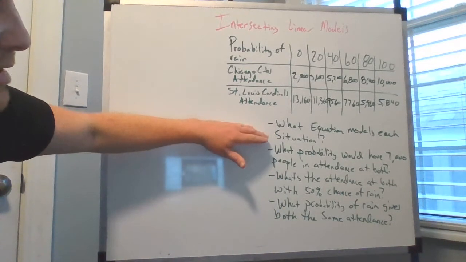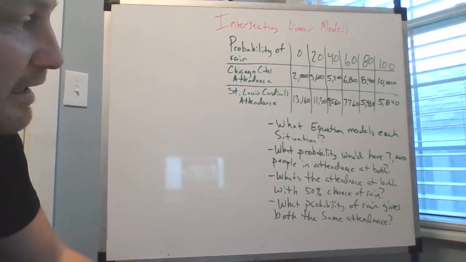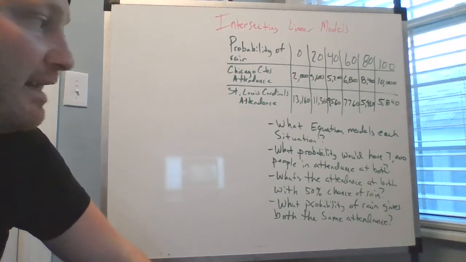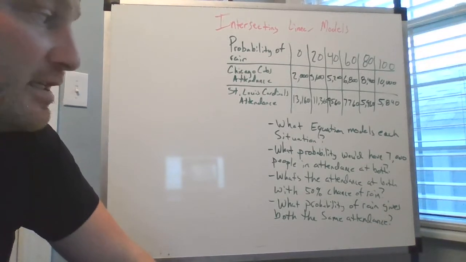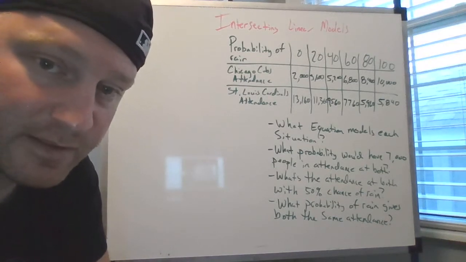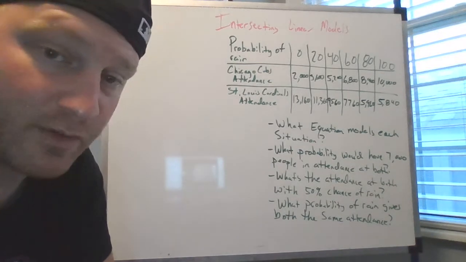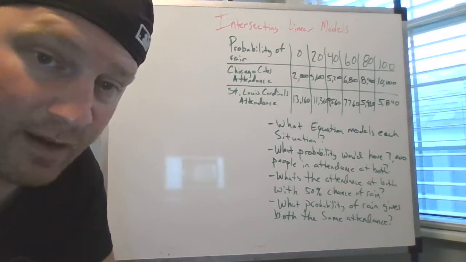What equation models each situation? What probability would have 7,000 people in attendance at both? What's the attendance at both with 50% chance of rain? And what probability of rain gives both the same attendance? Now, one thing I want you to remember is the book doesn't always ask this question first. For some reason, it sometimes asks the question last. What equation models the situation?